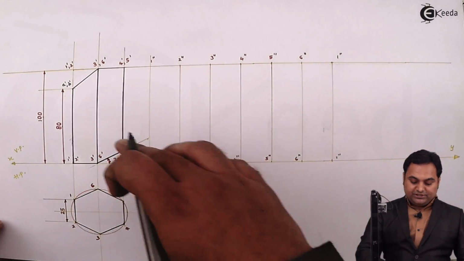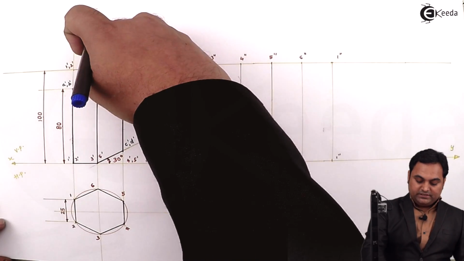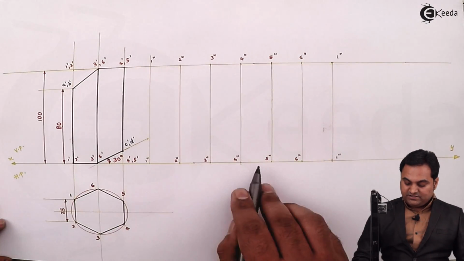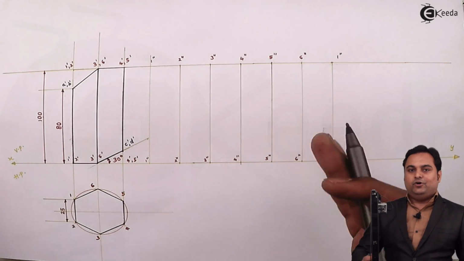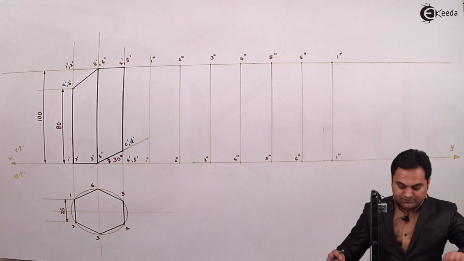So I need to project these points over the development. At the same time, here it is cutting at 3 dash 6 dash, which I'll join here, and 3 dash 6 dash at the bottom. So let's project these points in order, starting with A dash B dash.